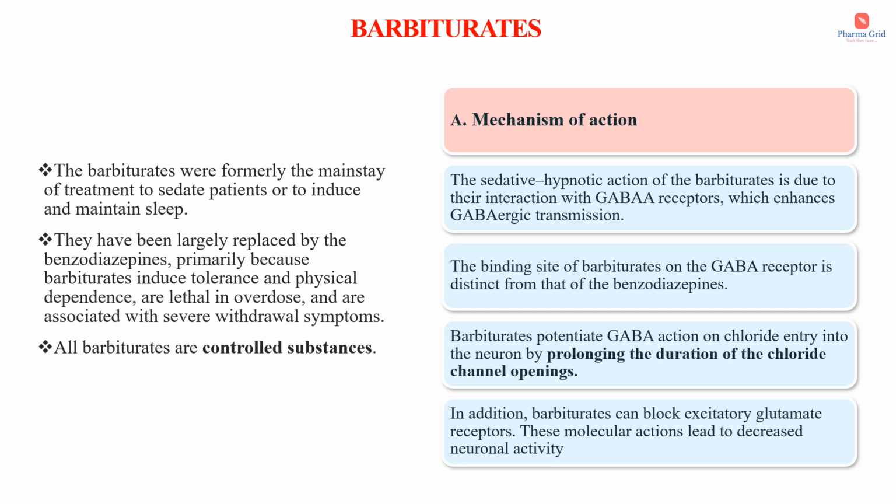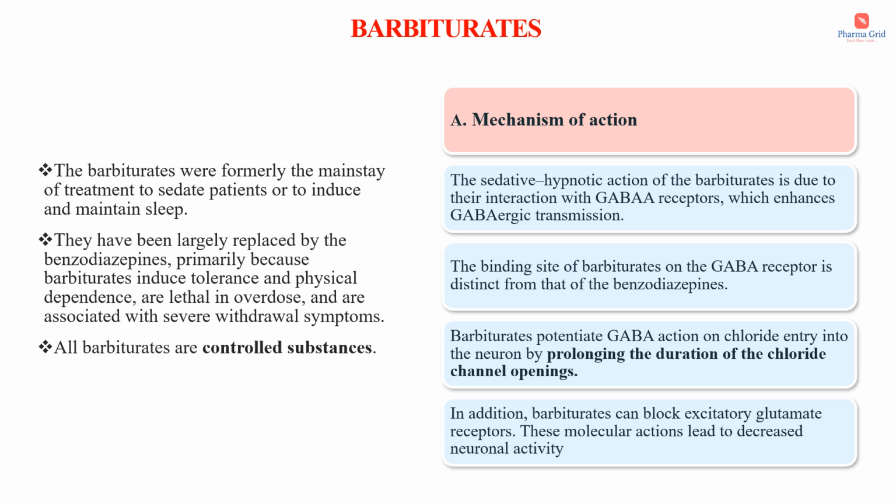Now coming to the mechanism of action, the sedative hypnotic action of the barbiturates is due to their interaction with GABA A receptors, which enhances GABAergic transmission. So we have already discussed that GABA is an inhibitory neurotransmitter. What will GABA normally do? GABA will bind to its receptor, which leads to opening of the chloride ion channel. As a result, hyperpolarization of the neuron occurs, and thereby it reduces the neuronal excitability.